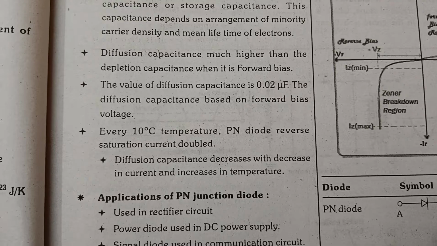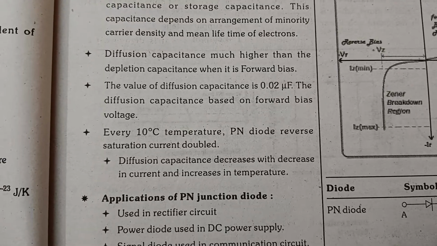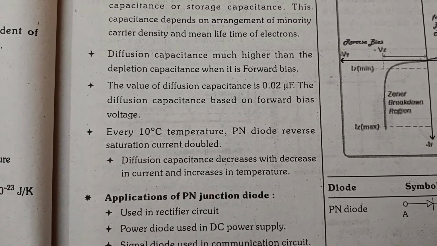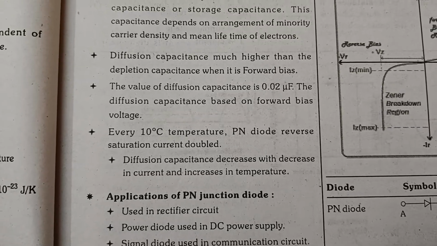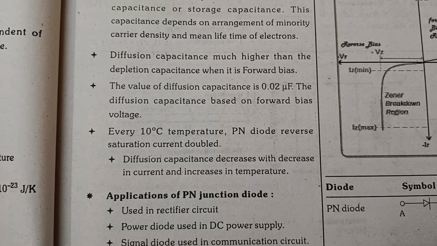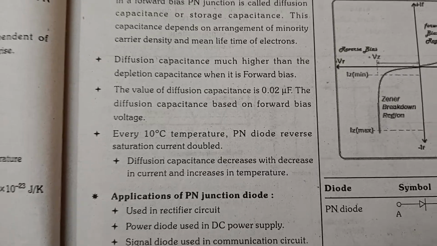For every 10 degrees centigrade rise in temperature, the PN diode reverse saturation current is doubled. Diffusion capacitance decreases with decrease in current and increases with increase in temperature.